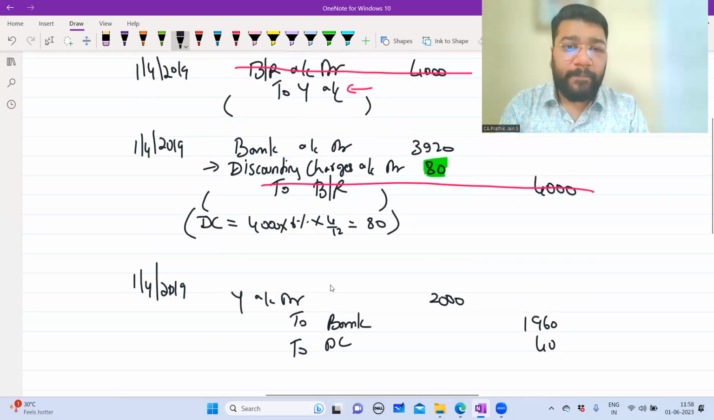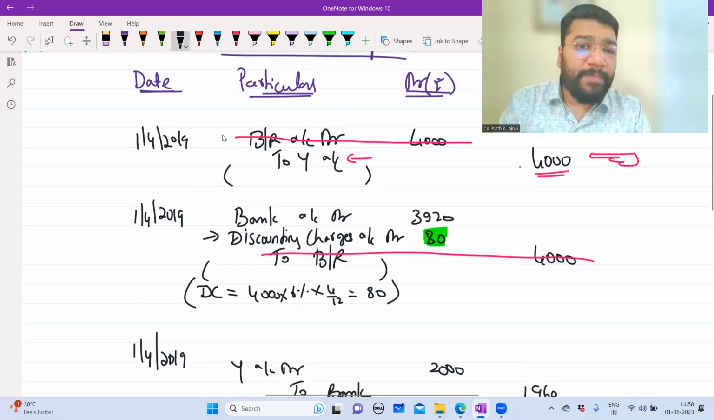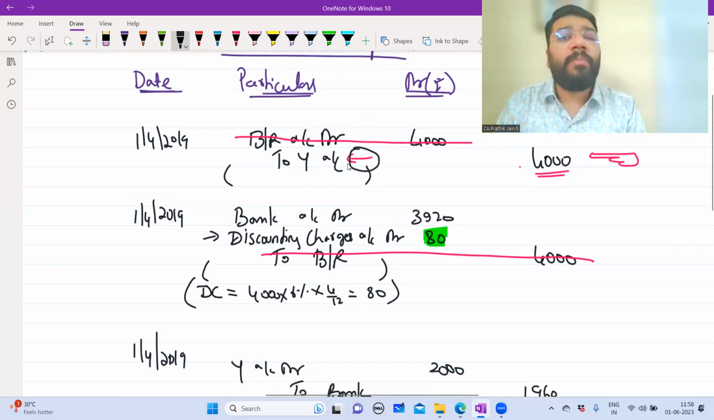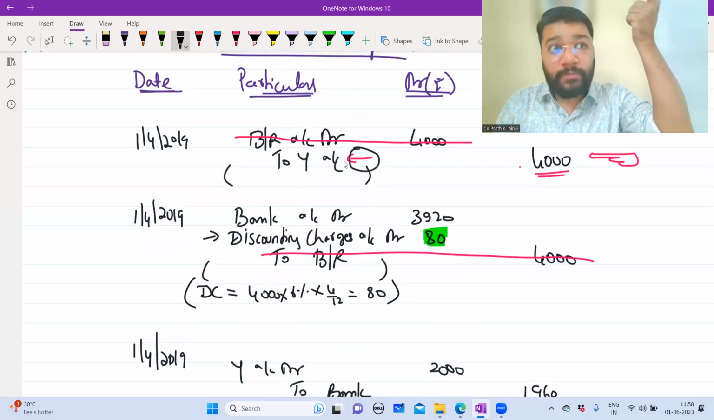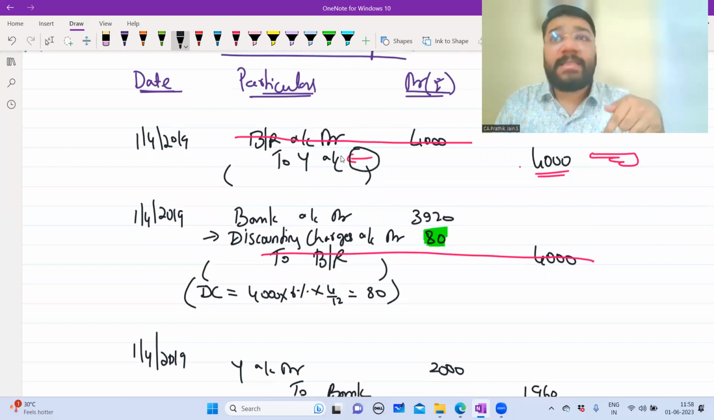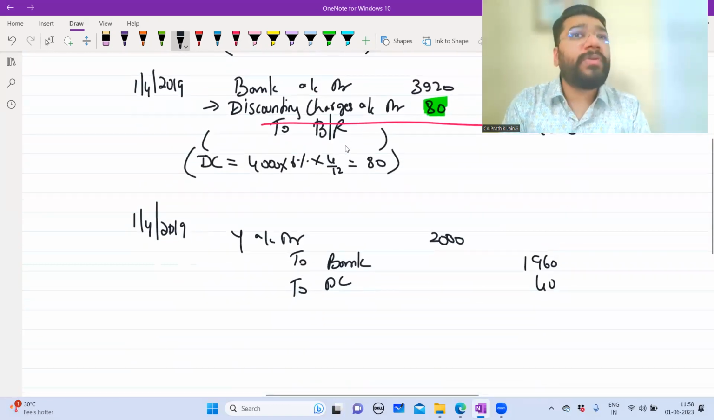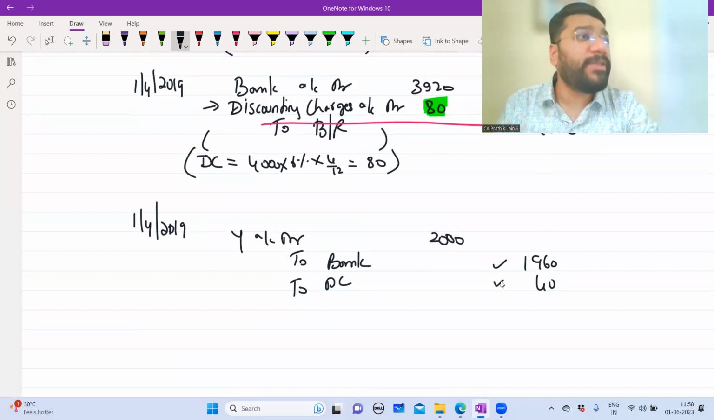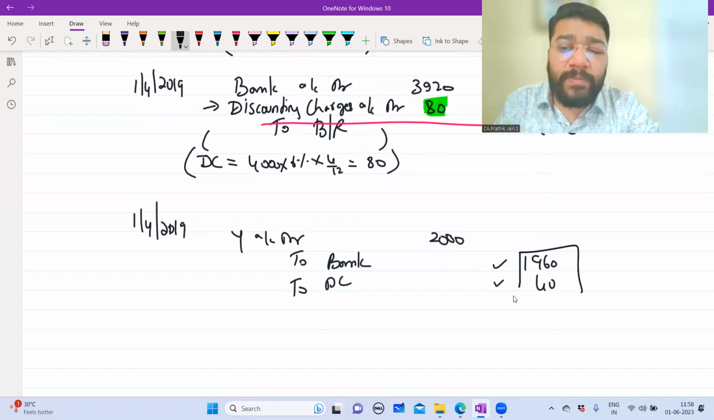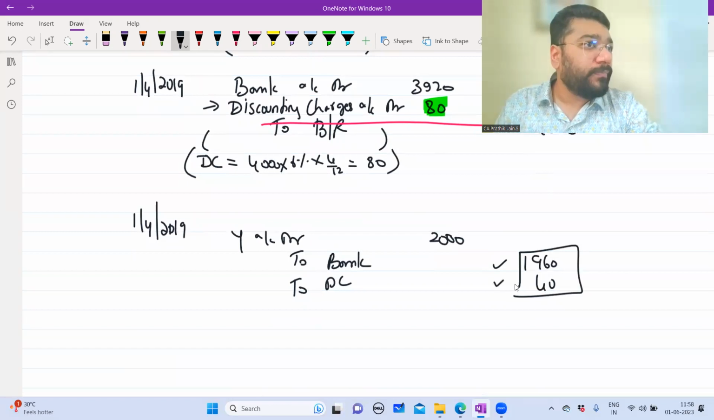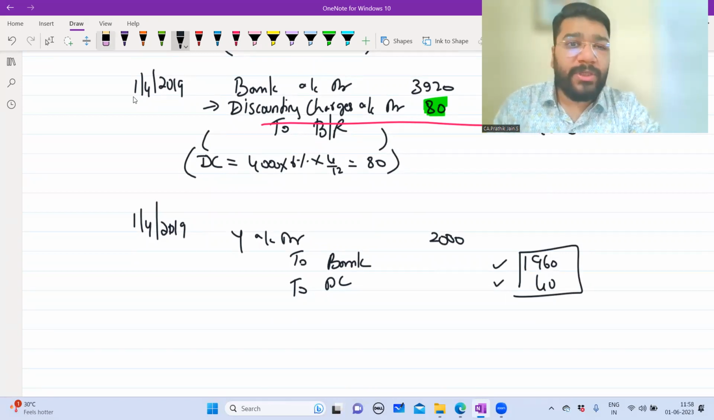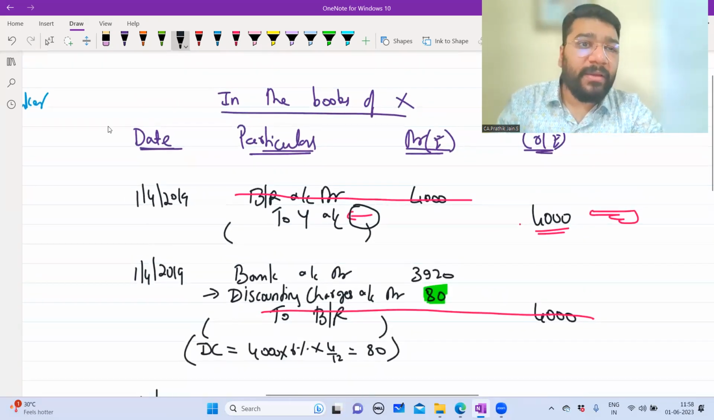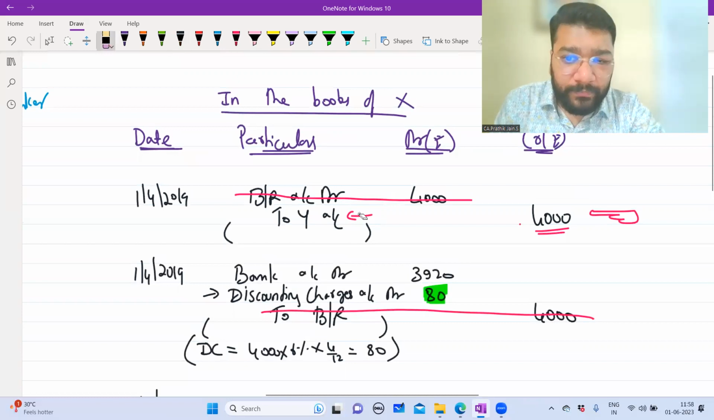Any problem in this? Guys, as per this entry, you promised Y that I'll make 4,000 payment in future. Today itself, you have made half the payment to the extent of 2,000 rupees: 1960 in form of cash, 40 rupees in form of discounting charges. Ultimately, this 2,000 rupees money belongs to whom? So any problem in this question, please? Anybody not able to understand any part, please ask me now.